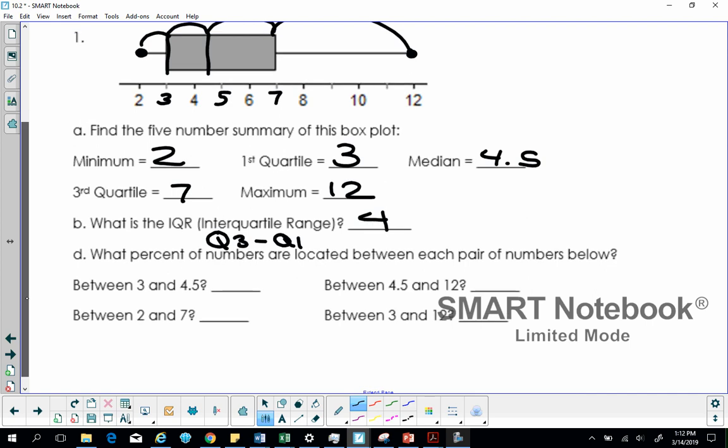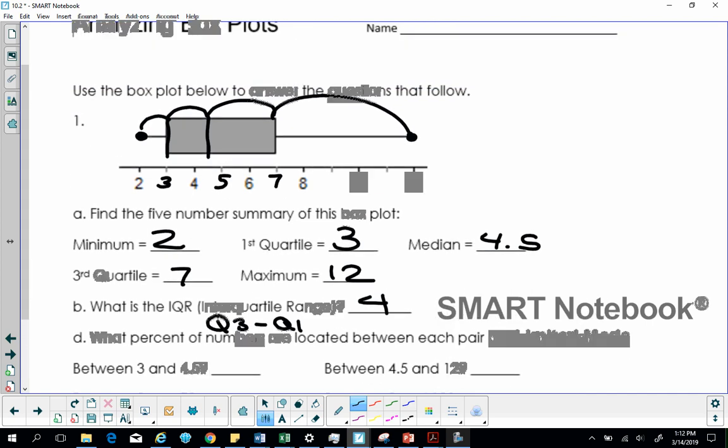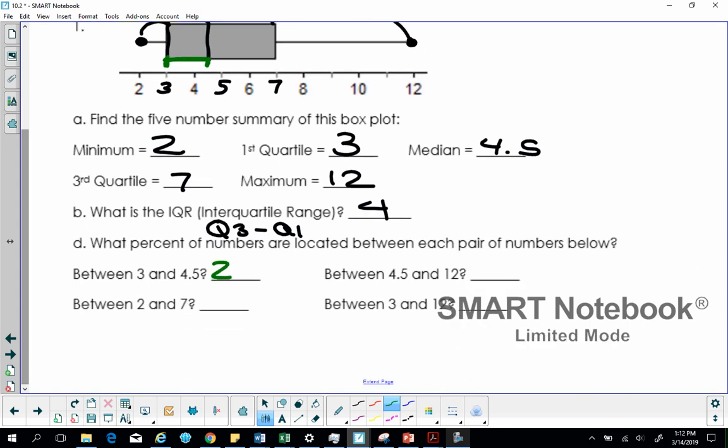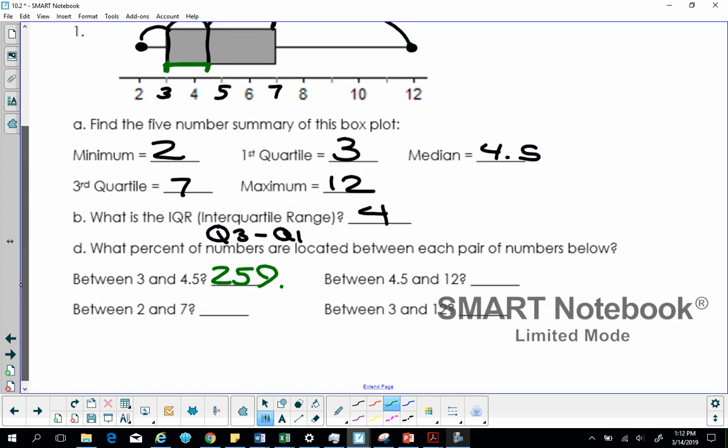The first one's saying 3 to 4.5. So they're talking about from here, 3 to 4.5. What percent of the data is this right there? 25%. Yep. Each interval is 25. What about 4.5 to 12?